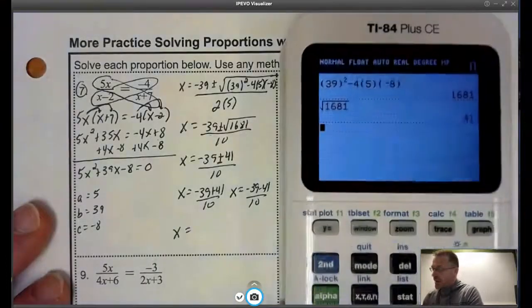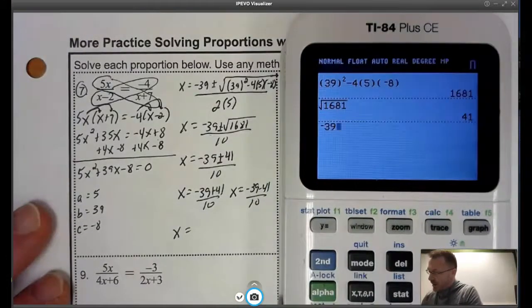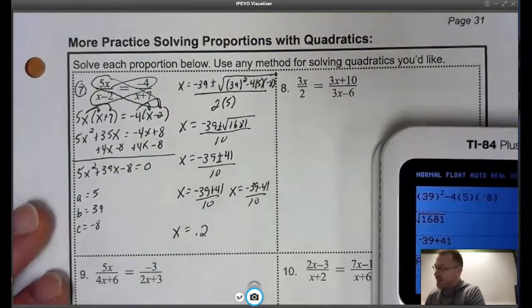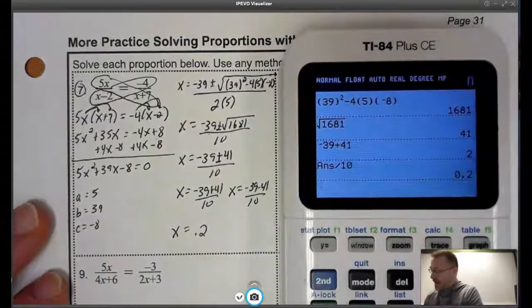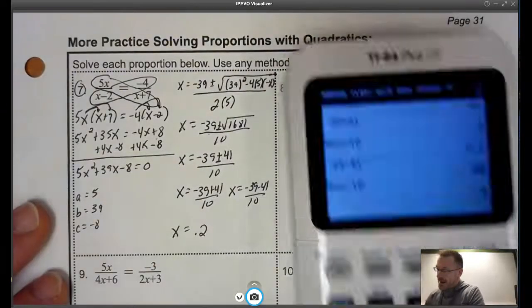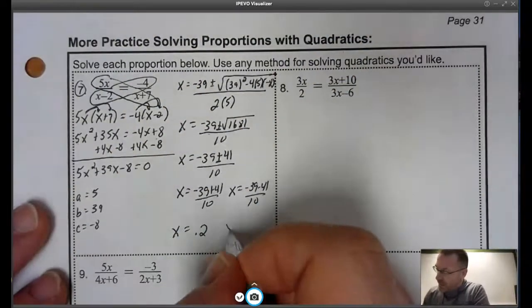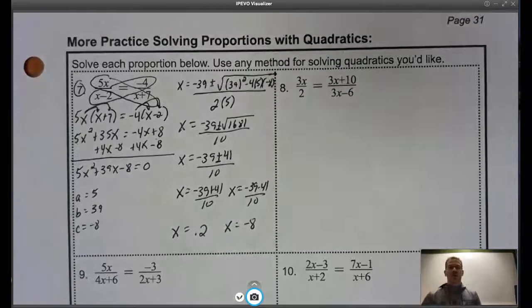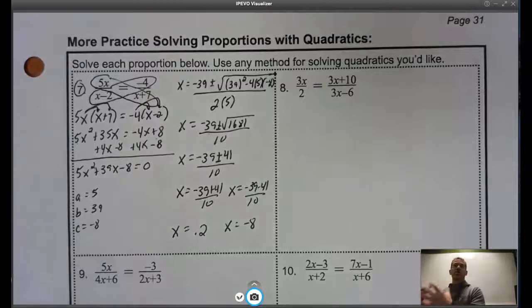Now negative 39 plus 41 equals 2, and if I divide that by 10, you can see that I get 0.2 for one solution. On the other side, I have negative 39 minus 41, and I divide that by 10, and I get negative 8. So x equals 0.2, negative 8. So there are your two solutions. These are also the two solutions you would have found if you had factored this equation as well.